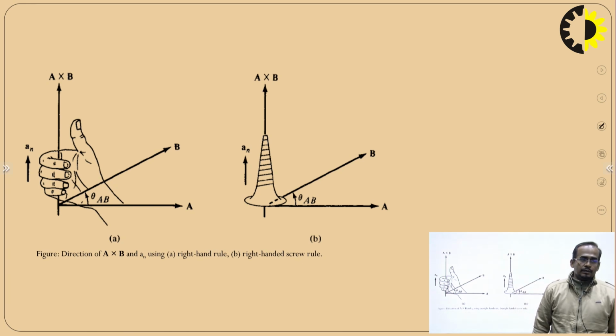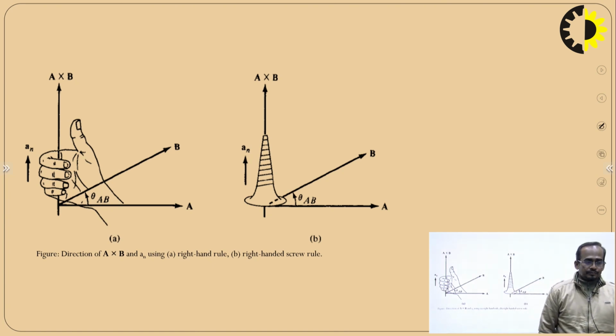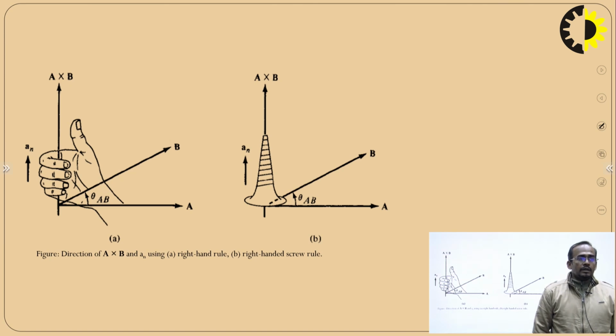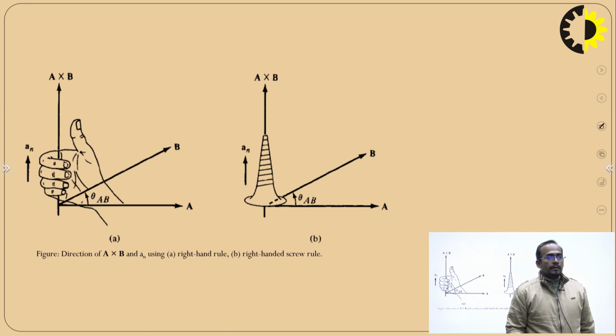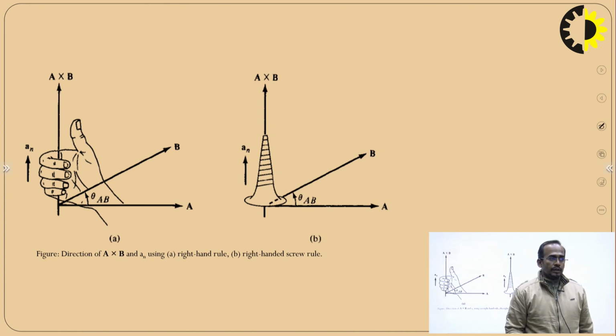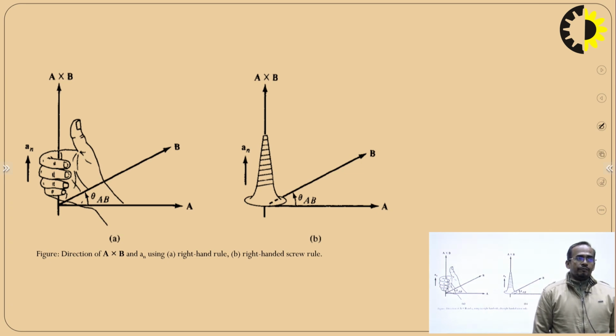Now, how will you show the direction of the vector? This figure shows the direction of A cross B. You can use the right hand rule or right hand screw rule. It is clear from this figure that you have to show the angle between the two vectors in which direction you rotate. By showing this, you can see that A cross B is perpendicular to the plane of A and B.